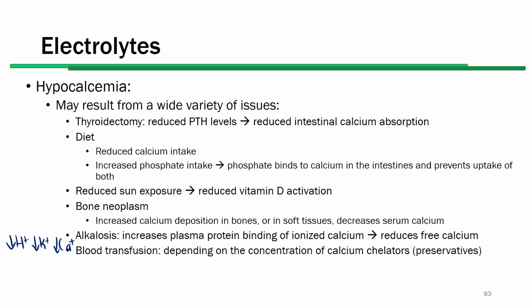Blood transfusion: that's going to depend on the concentration of the calcium chelators, which are the preservatives in the transfused blood that can bind to the serum calcium. It also may reduce the availability of calcium in the transfused blood because it doesn't want that transfused blood to clot. So they'll chelate that calcium, because calcium is a big activator of the clotting cascade, and so that can impact serum calcium too.